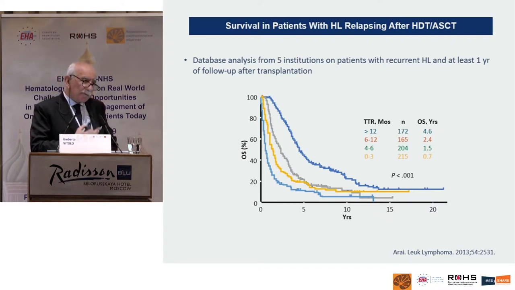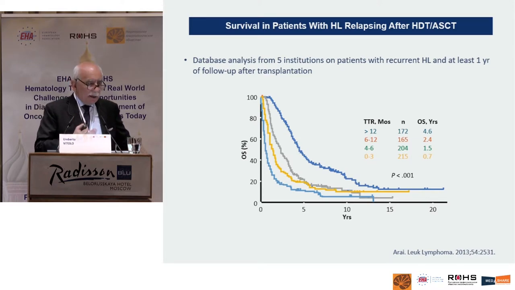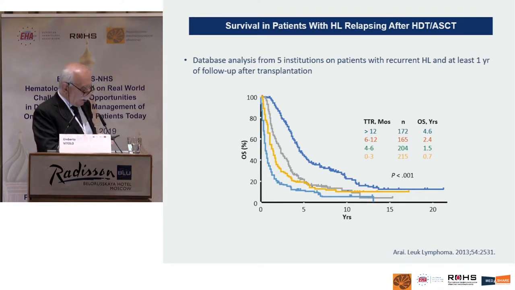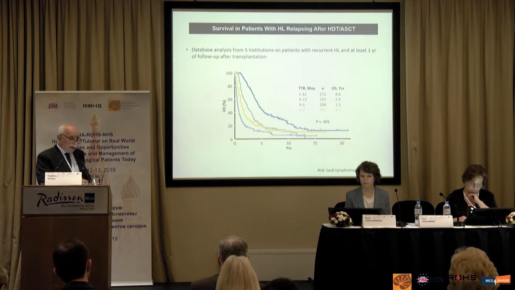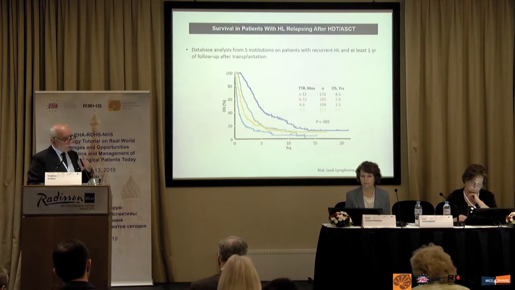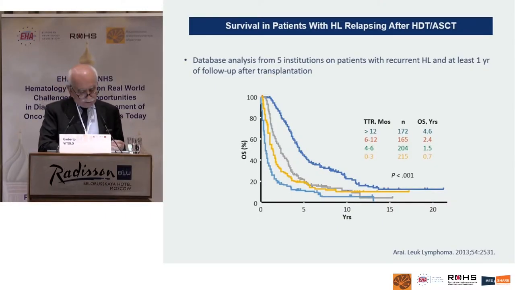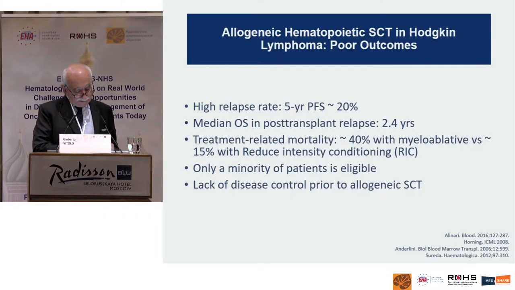But what is the outcome of the patients who relapse after autologous stem cell transplant? It depends on the time from transplant to relapse. In patients who relapsed very early, the outcome is quite poor. In patients who relapsed more than 1 year after the autologous stem cell transplant, the outcome is slightly better, but you can see from these curves that the patients continue to relapse and they will die of their disease. So we also need to improve the salvage treatment after autologous stem cell transplant.